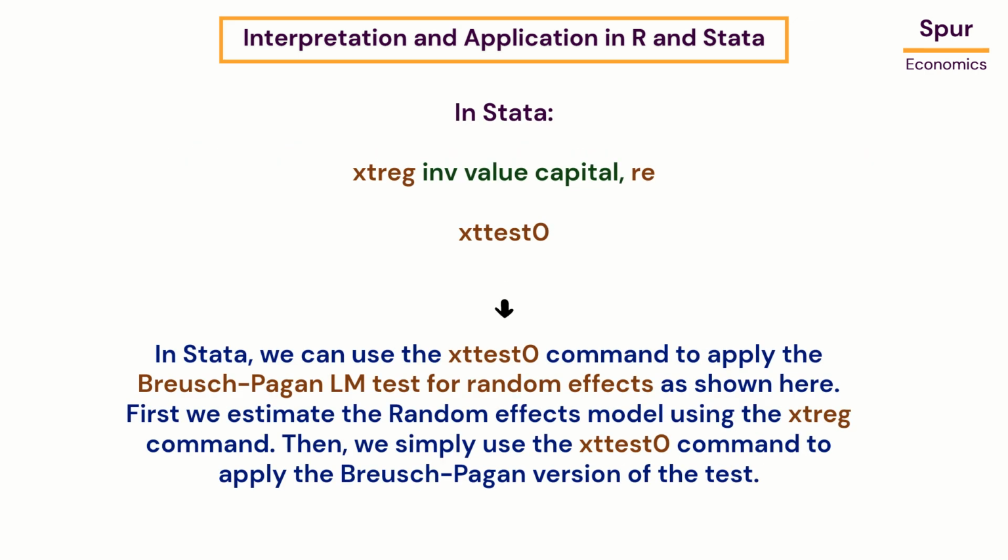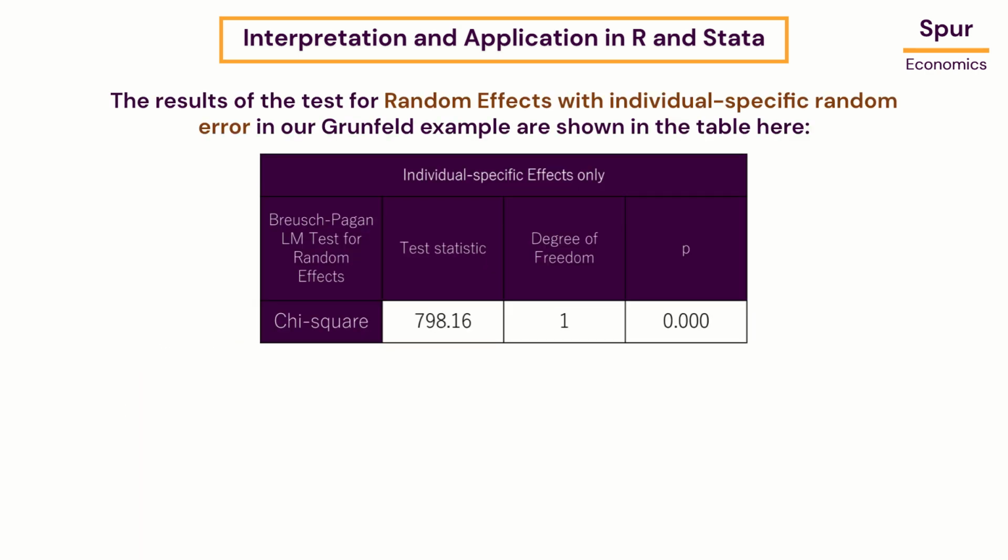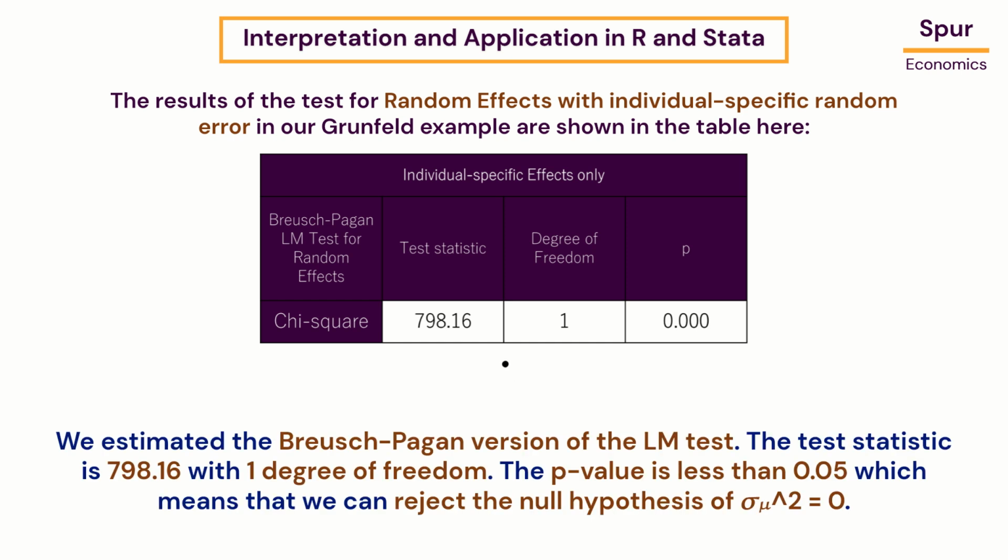In Stata, we can use the xttest0 command to apply the Breusch-Pagan LM test for random effects as shown here. First we estimate the random effects model using the xtreg command. Then, we simply use the xttest0 command to apply the Breusch-Pagan version of the test. The results of the test for random effects with individual-specific random error in our Grunfeld example are shown in the table here. We estimated the Breusch-Pagan version of the LM test.